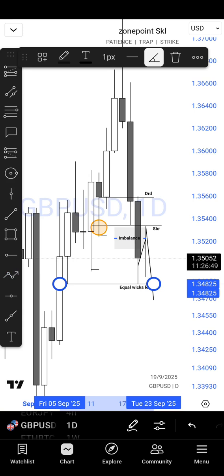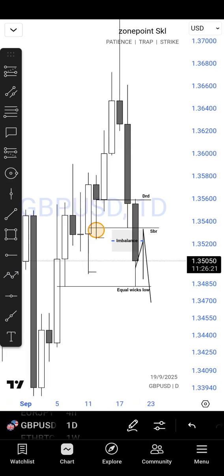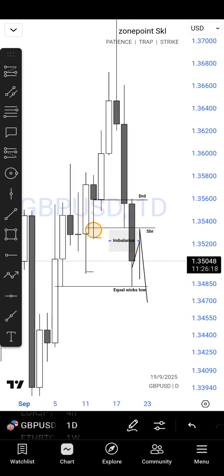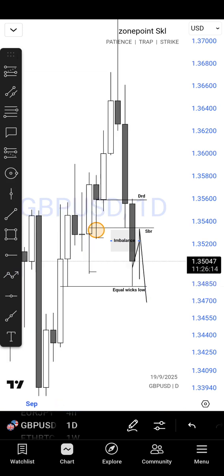Sorry guys, I need to. So it's created a form of liquidity down that price is still coming to, like a magnet, and take out.